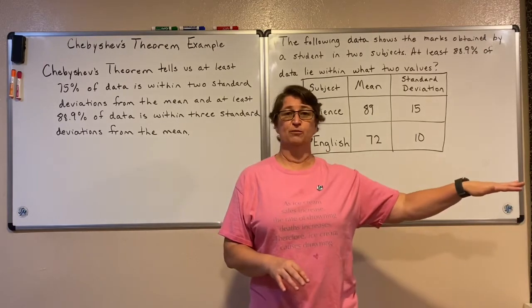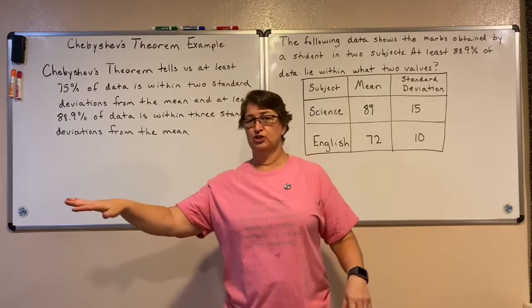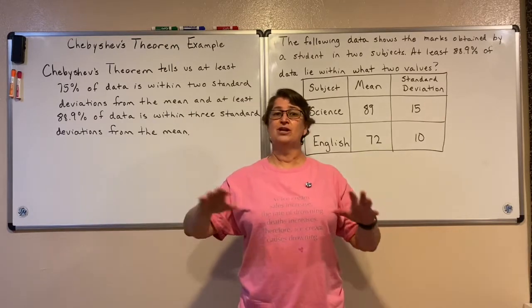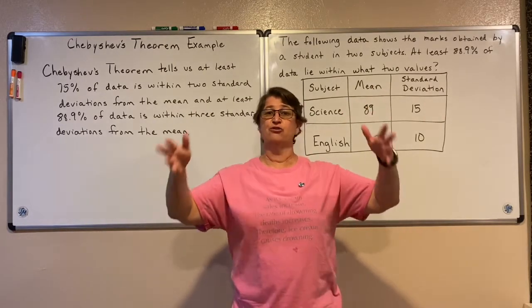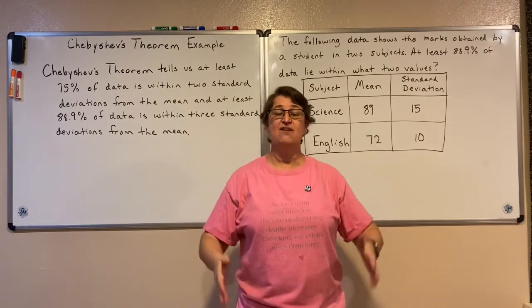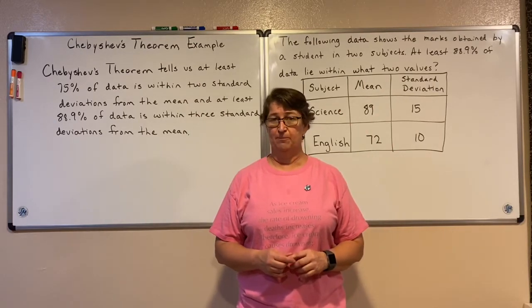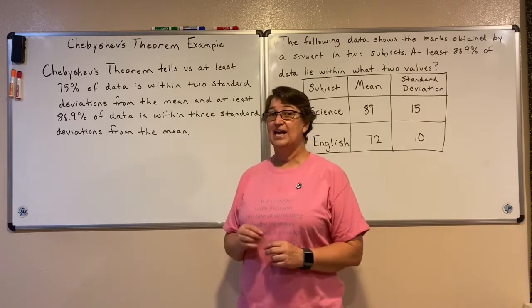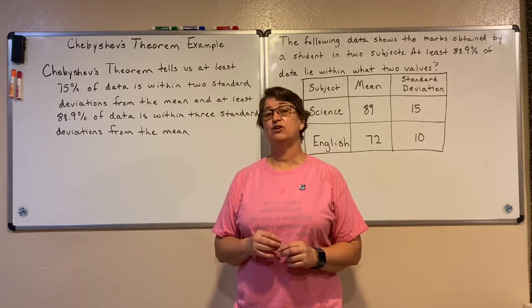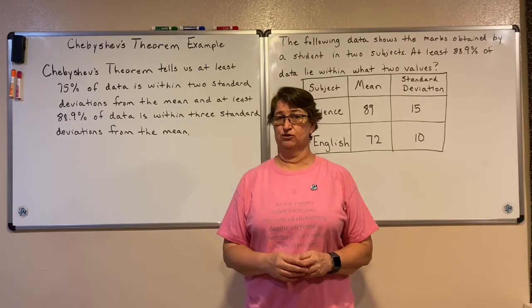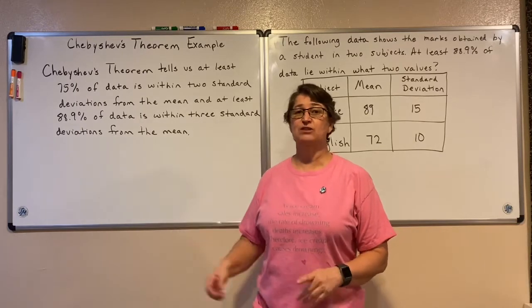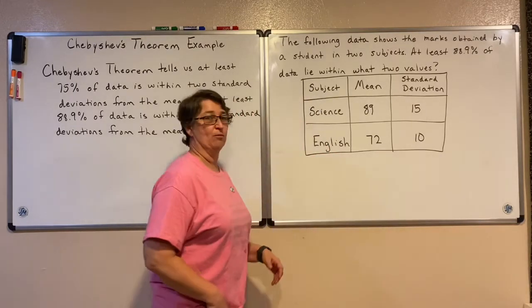The distribution can be right skewed, the distribution can be left skewed, the distribution can be some weird distribution, and at least 75% of our data is going to fall within 2 standard deviations from the mean. And at least 88.9% of the data is going to fall within 3 standard deviations from the mean. So let's use that information to help us solve this problem.